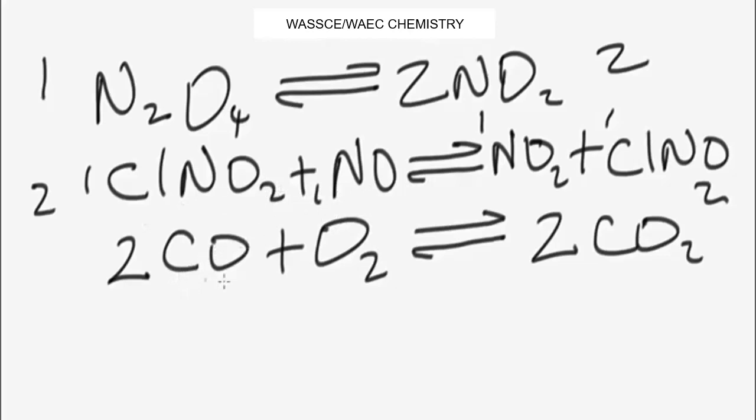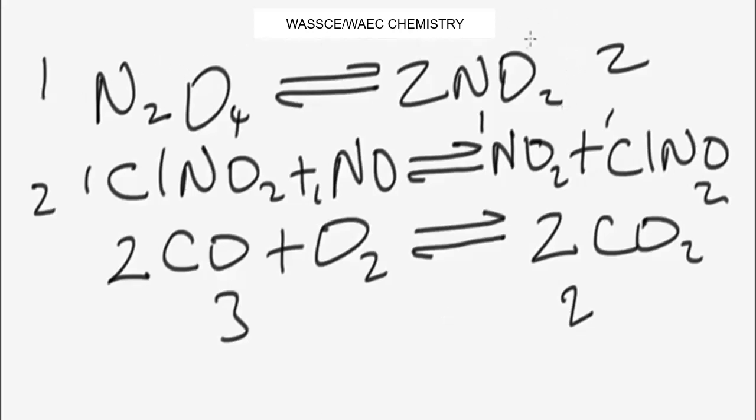And lastly, for the third reaction, an increase in pressure will cause the equilibrium position to shift from the left to the right, favoring the forward reaction. We have 3 moles of gas here and we have 2 moles of gas here at the right. So the equilibrium position will shift from the left to the right, favoring the forward reaction. So that will be the answers to these questions.